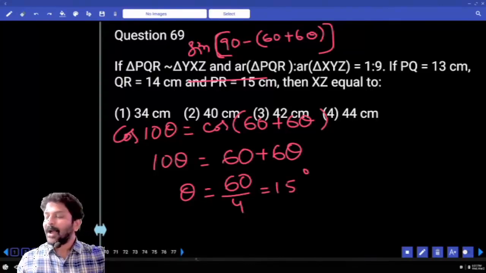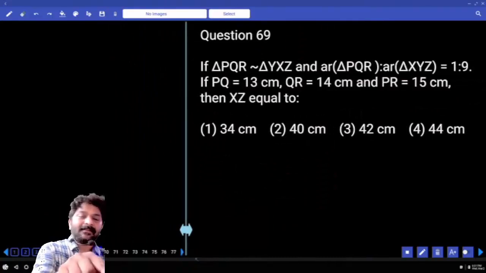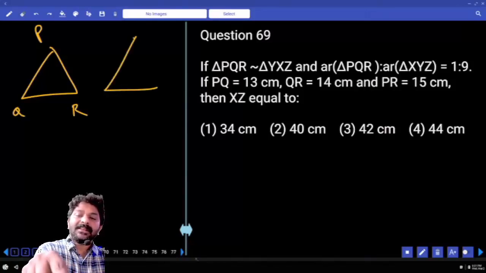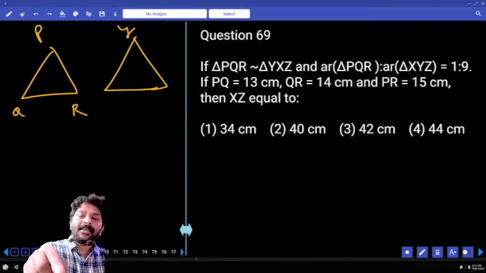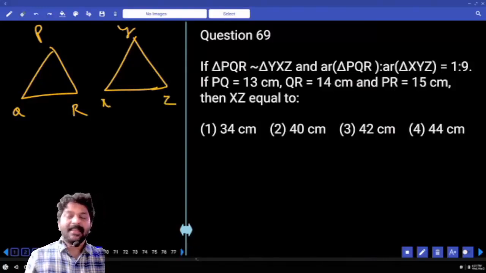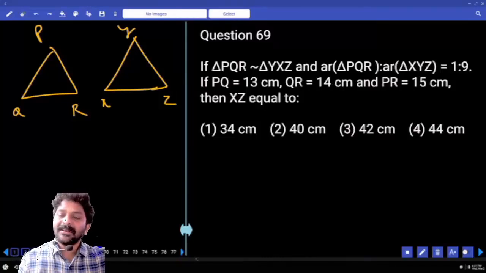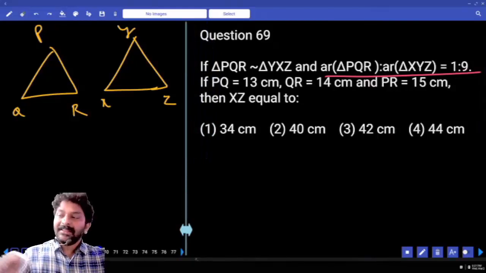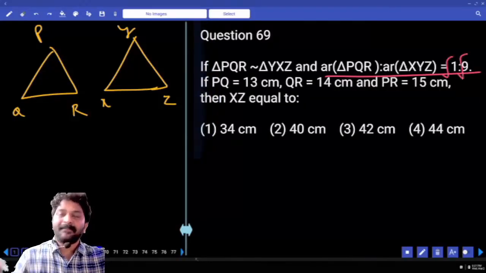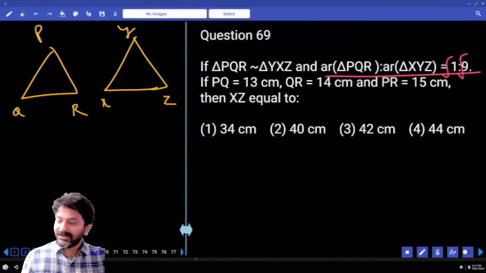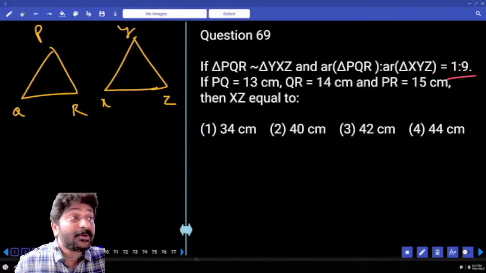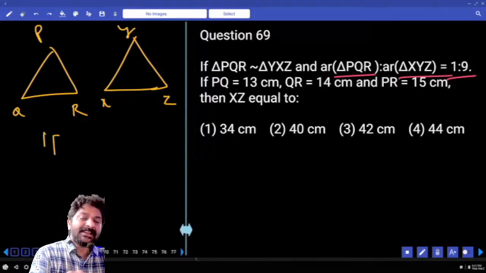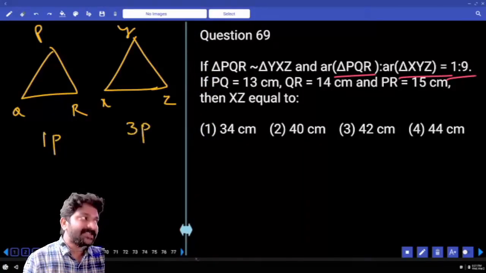If triangles PQR and YXZ are both similar, the order is important. The triangle should be written in the same order. Both are similar triangles. Yesterday we discussed that if their areas ratio is equal to 1:9, then the sides ratio is going to be the under root of these numbers. Then the sides ratio will be 1:3. 1 is for PQR, 3 for XYZ. That means it is 1 part and 3 parts. Sides ratio. Okay?